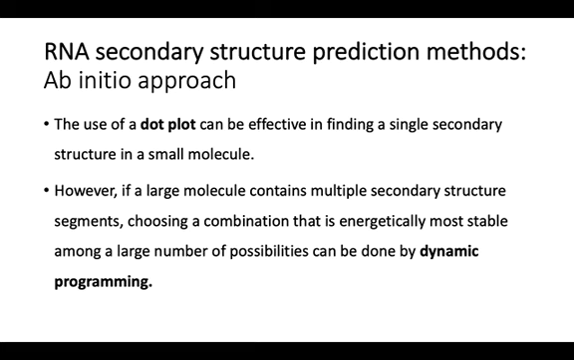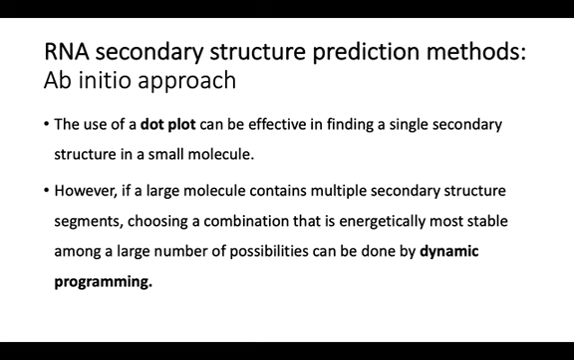The dot plot method, or dot matrix, is effective in finding a single secondary structure in a small molecule. So if your molecule is small, it is very effective in finding a single secondary structure. However, if the molecule is large and it contains multiple secondary structure segments, choosing a combination that is energetically more stable among a number of possibilities can be done by dynamic programming.